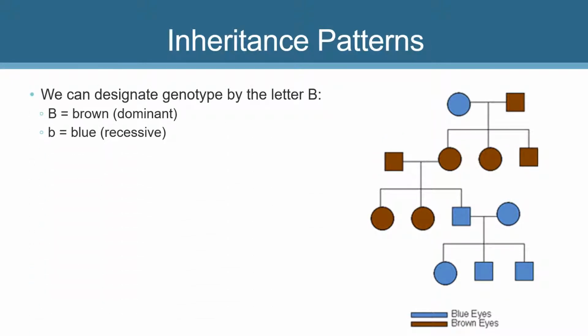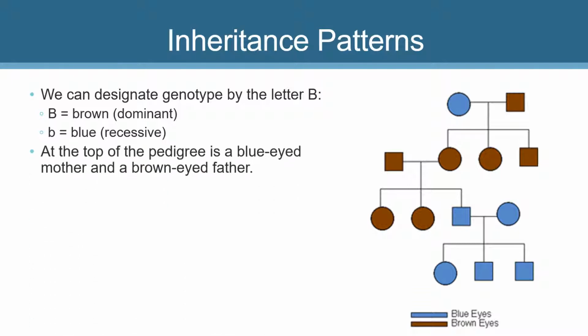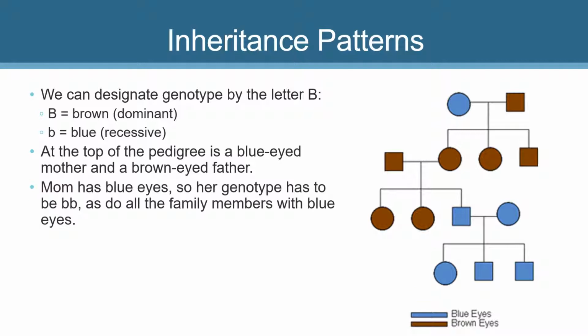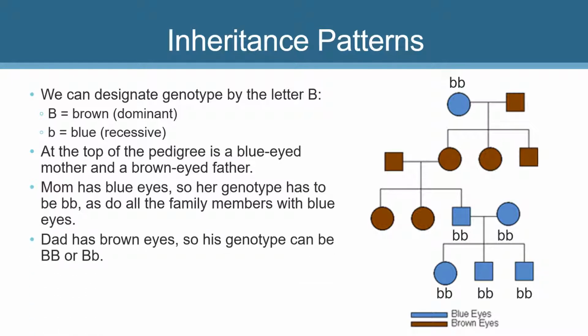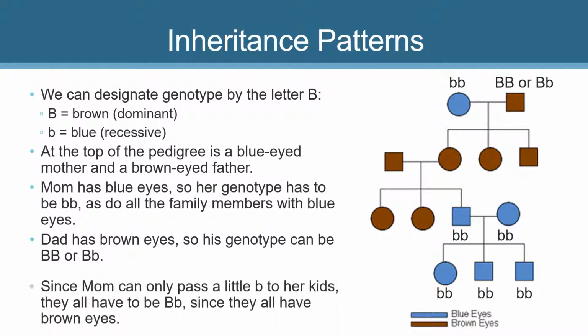We can designate genotype by the letter B. Big B equals brown, or the dominant trait, and little b equals blue, or the recessive trait. At the top of the pedigree is a blue-eyed mother and a brown-eyed father. Mom has blue eyes, so her genotype has to be little b little b, as do all the family members with blue eyes. Dad has brown eyes, so his genotype can be big B big B or big B little b.